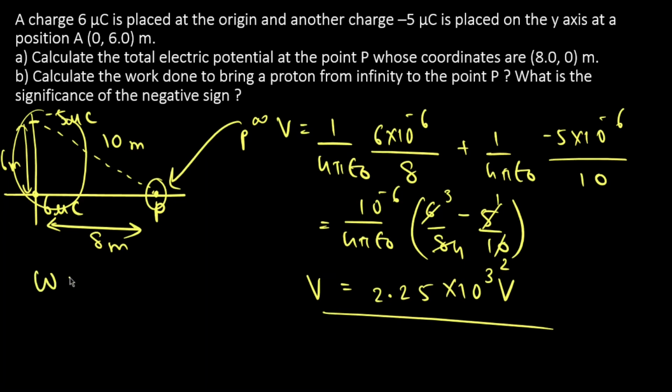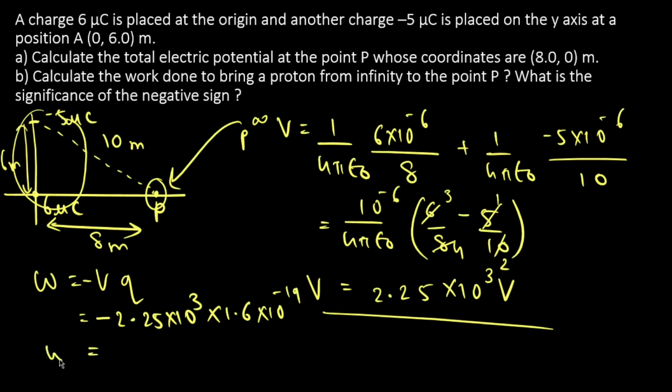So work done is given by V into Q, but with a negative sign, which signifies that we are doing work against the potential. Now minus of 2.25 into 10 raised to 3 into the charge of proton. The charge of proton is the same as the charge of electron, that is 1.6 into 10 raised to minus 19 coulomb. So solving this, we get work W to be 3.6 into 10 raised to minus 16 joules. So this much work we have to do against the potential in order to bring a proton to point P from infinity.